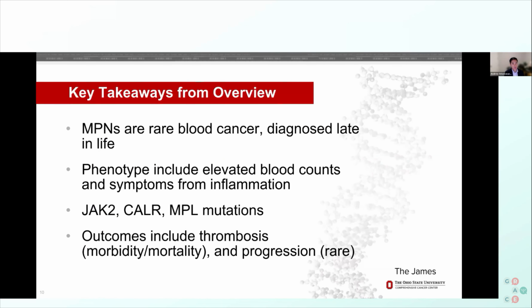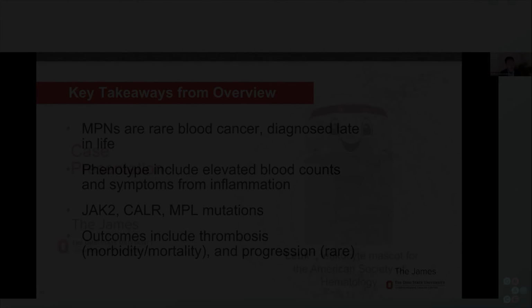So key takeaways from my brief overview are that MPNs are rare cancers. They're diagnosed late in life. The phenotype includes elevated blood counts. There are many symptoms that I'll be talking about that are due to inflammation. The main mutations are JAK2, CALR, and MPL. And the main outcomes that I wasn't able to talk about, out of brevity of time, are blood clots and progression to acute leukemia.